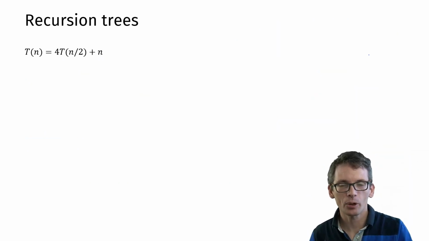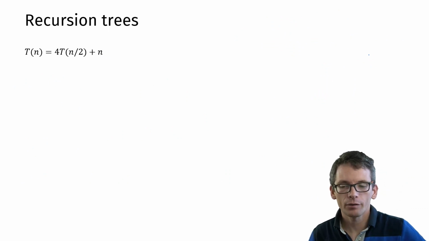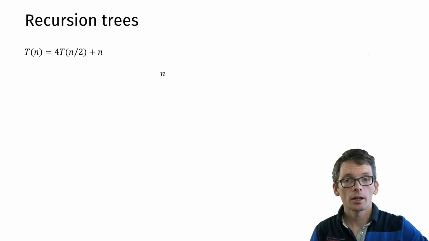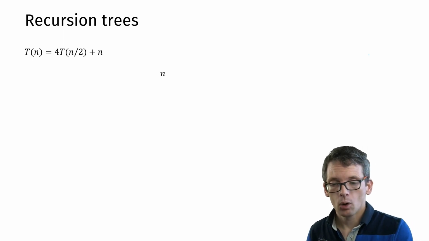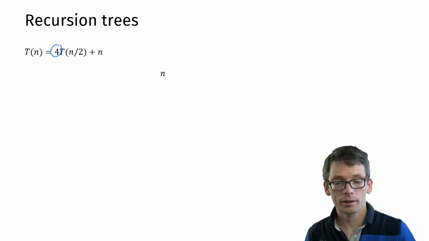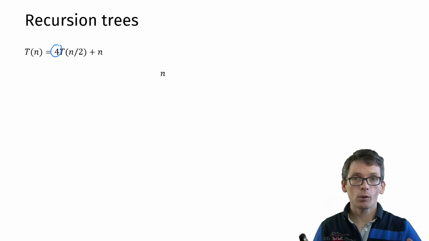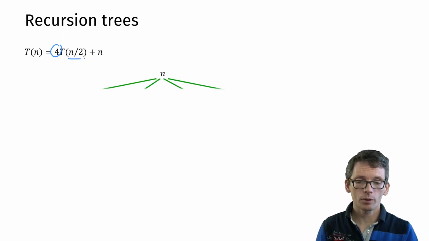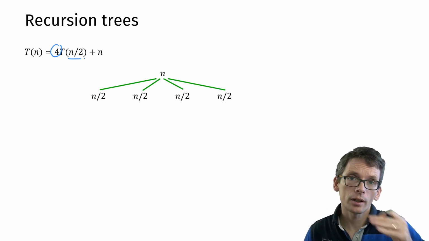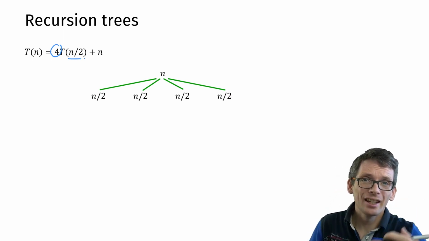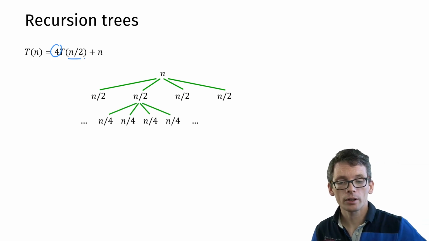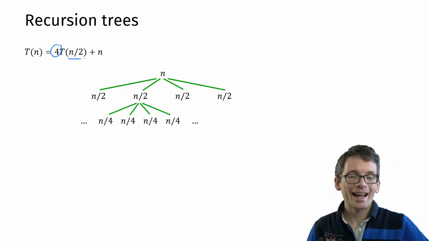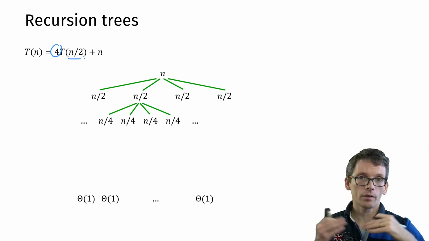Okay, last recursion tree for now. T of n is 4 times T of n half plus n. By now we know how it goes. We take the n, put it on top. Now we have a 4 here as a, so that means we get 4 branches, each of which will correspond to a recursion tree on n half. Each starts with n half. Each has again 4 branches, which then have on the next level n quarter, and so on. Eventually we hit theta of 1.